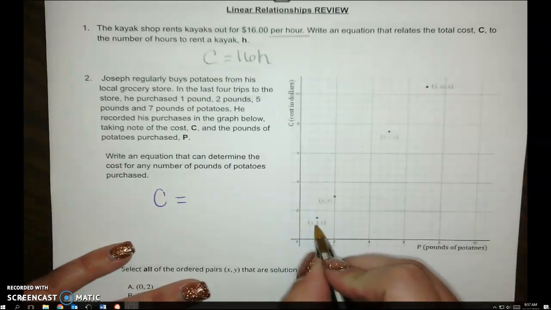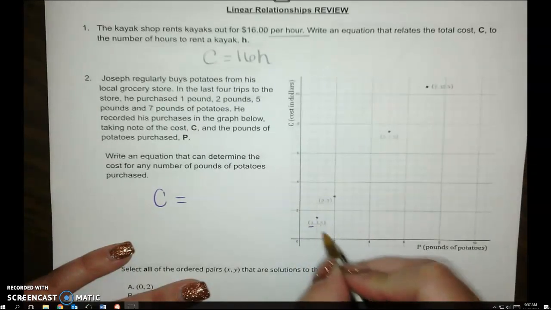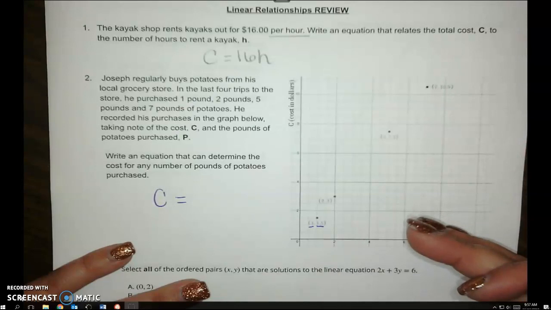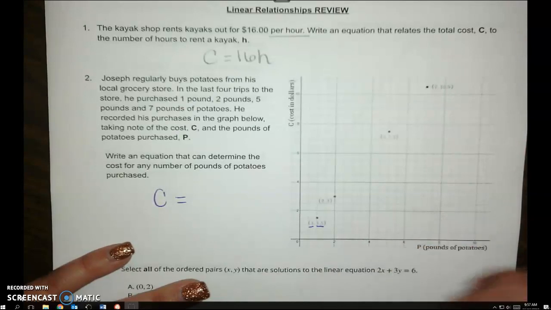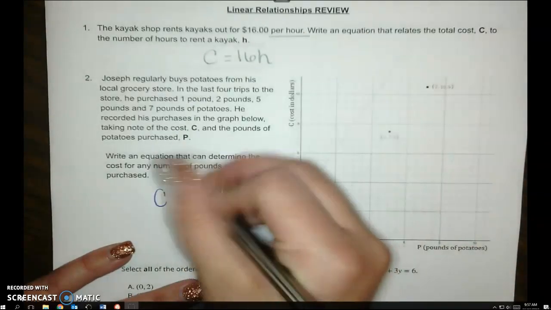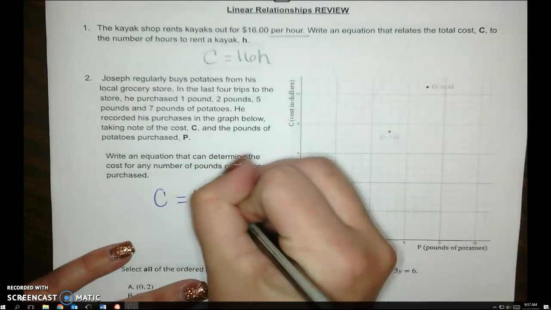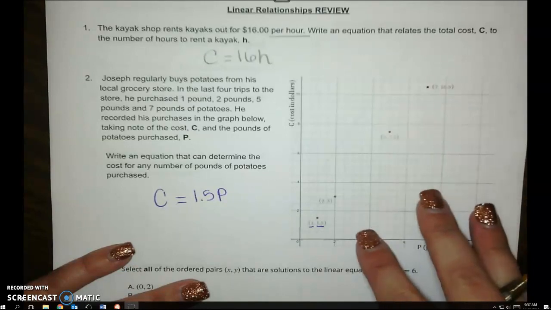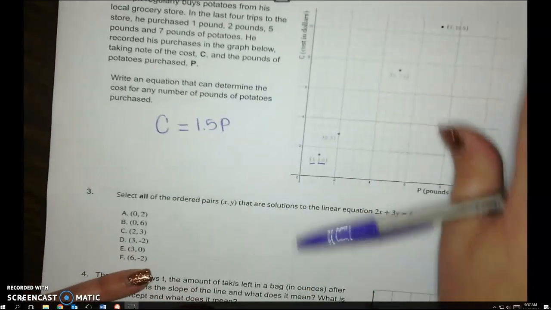But this one says 1.5, so that means for 1 pound of potatoes, it costs $1.50. So that means for each pound of potatoes, it costs $1.50. So all this is, the cost is 1.5 times the number of pounds of potatoes. So there's your equation. All right, I'm going to go ahead and roll to number 3.